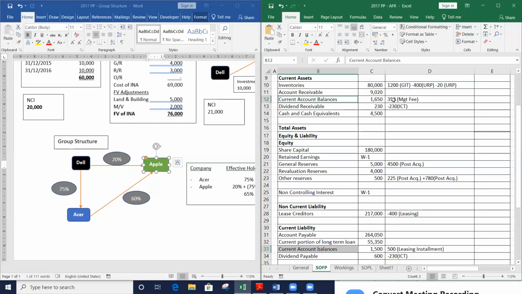After we pass the entries, both current account receivable balance and current account payable balance are equal to what value? 2000. Here 1650 plus that management fee of 350 equals 2000. Here 1500 plus that leasing installment 500 equals 2000. So for this we can eliminate the 2000 intercompany balance, right? Here as well we can eliminate this 2000 intercompany balance, right? Intercompany transaction or intercompany balance.